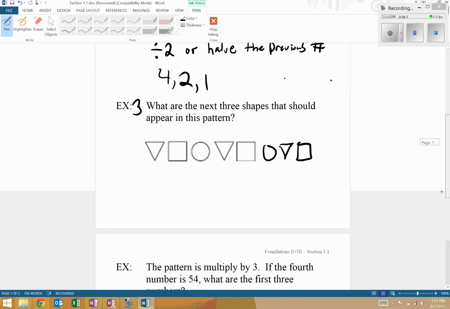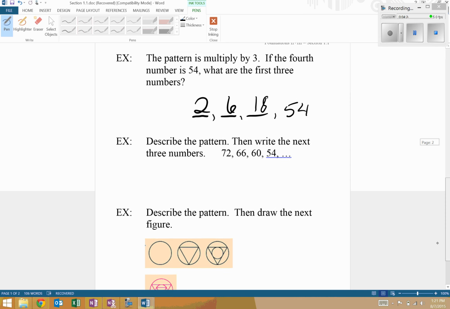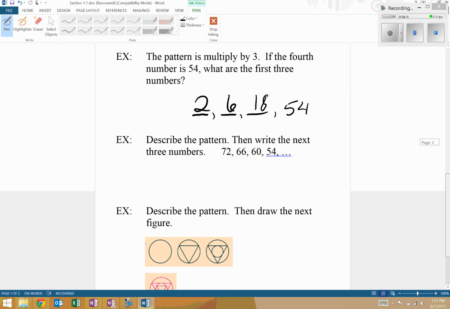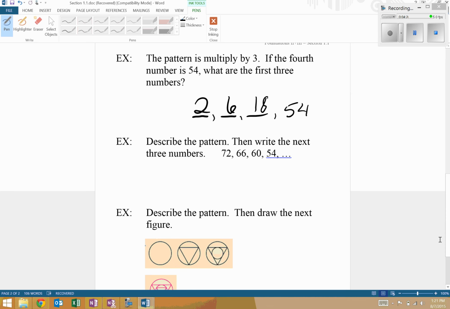Describe the pattern, then write the next three numbers. So again, 72, 66, 60, 54. You could say minus 6. And of course, we would say it would be 48, 42, and 36. Pretty simple there.